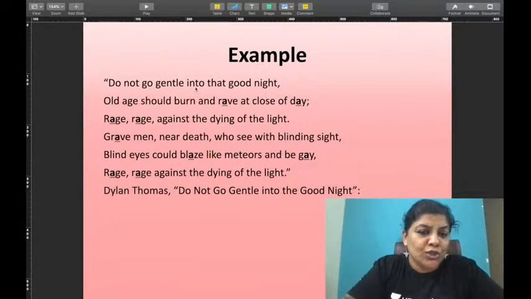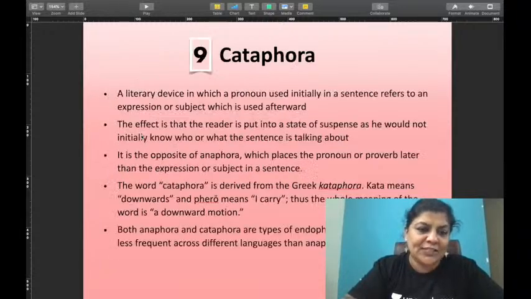Do not go gentle into that good night, oh, oh sound again. Rage, rage against the dying of the light. Grave men, see, A, A sound is repeated. This is also assonance. Now look, cataphora.